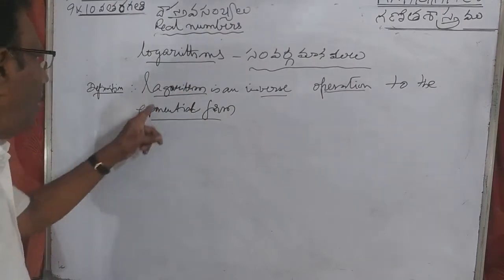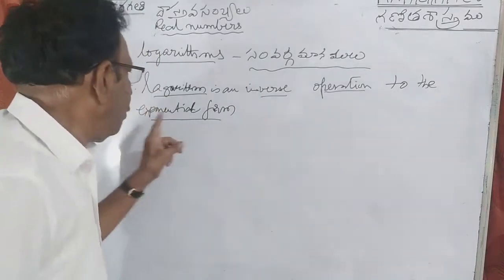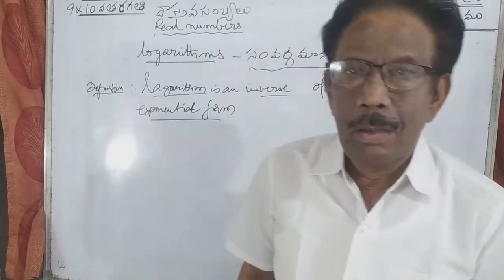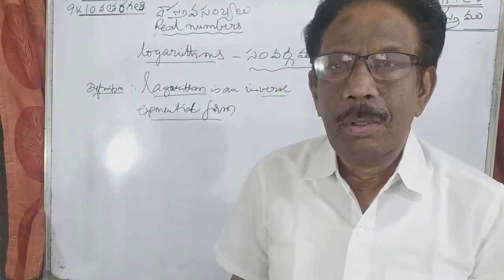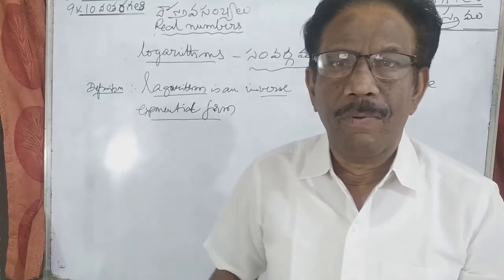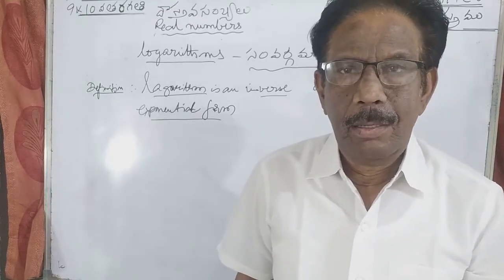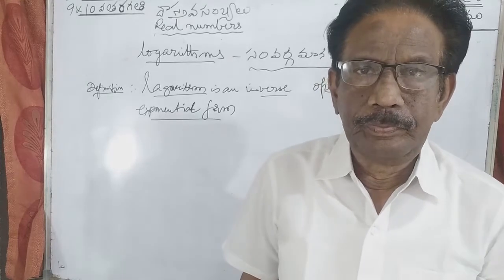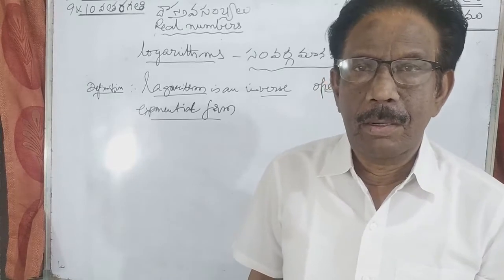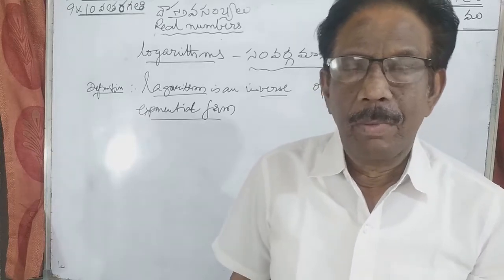What is a logarithm? What is the definition? Logarithm is an inverse operation of the exponential form. Yesterday in the previous video we learned how to write a given number in the exponential form, in the power form. Exponent or the index in the exponential form, and the laws of indices or the laws of exponents you studied. And now remind yourselves about the exponential form of a given number.